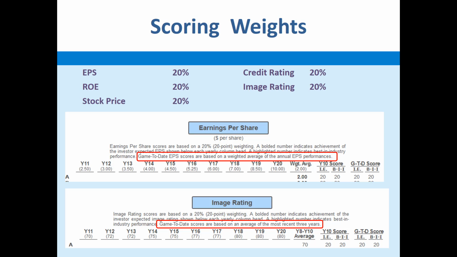Now look at the image rating. Notice for image rating that the game-to-date scores are based on companies' average image rating over the most recent 3 years. For credit rating and for stock price, it is the most recent year that is used to calculate the ending credit rating and stock price. Why do you think that credit rating isn't treated in the same way as EPS and ROE? Why would your early credit rating not be as important as your ending credit rating?